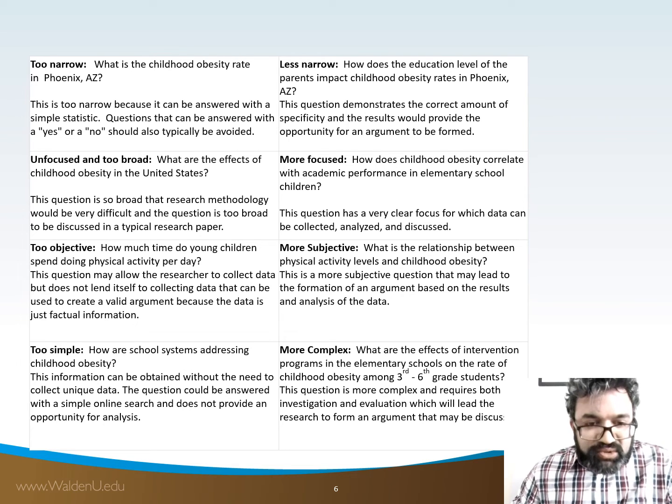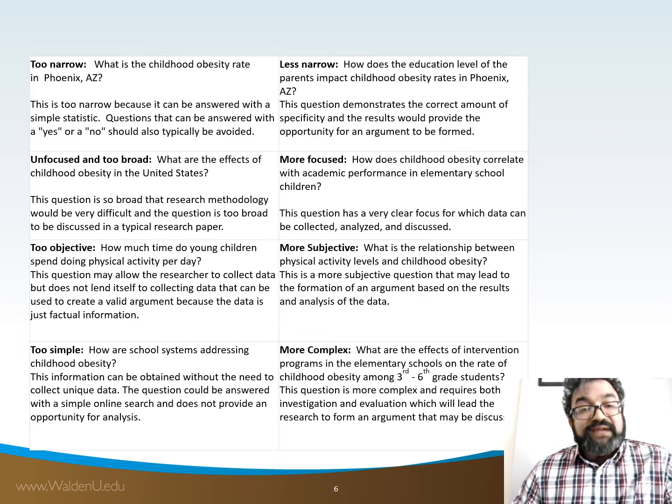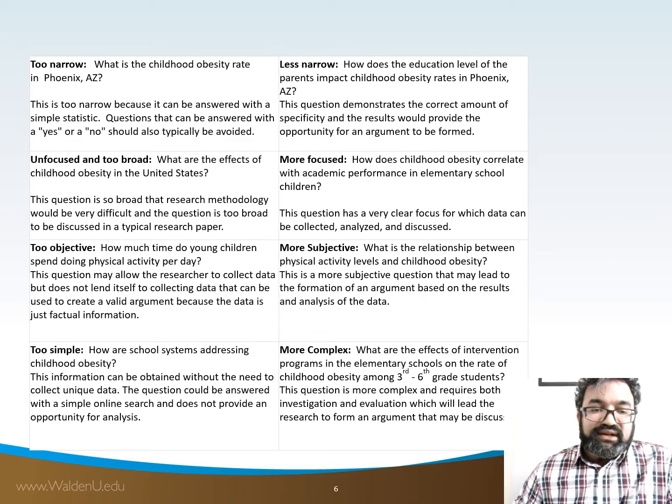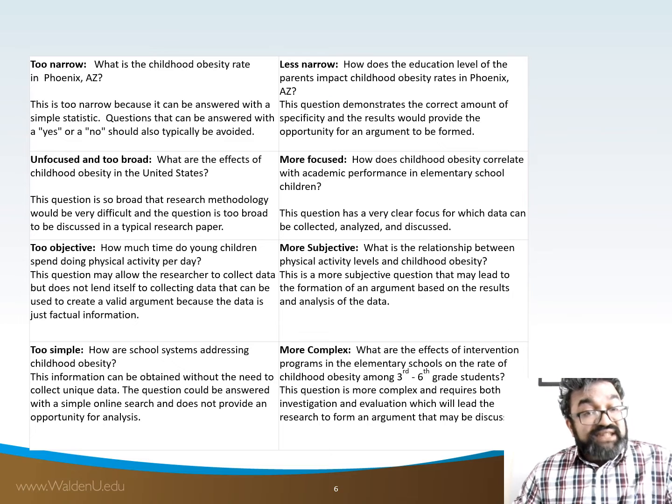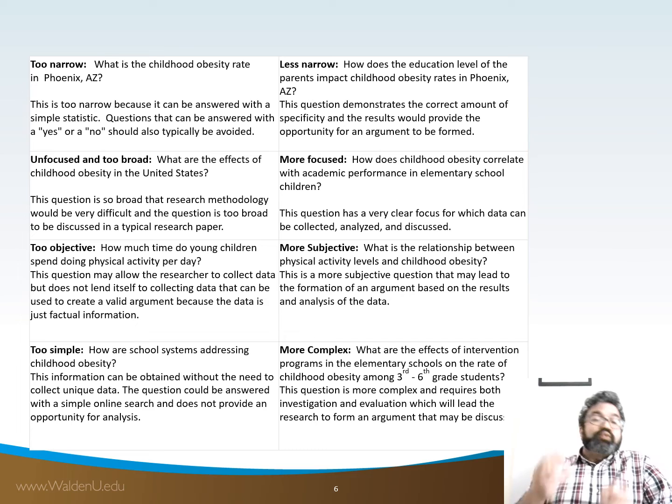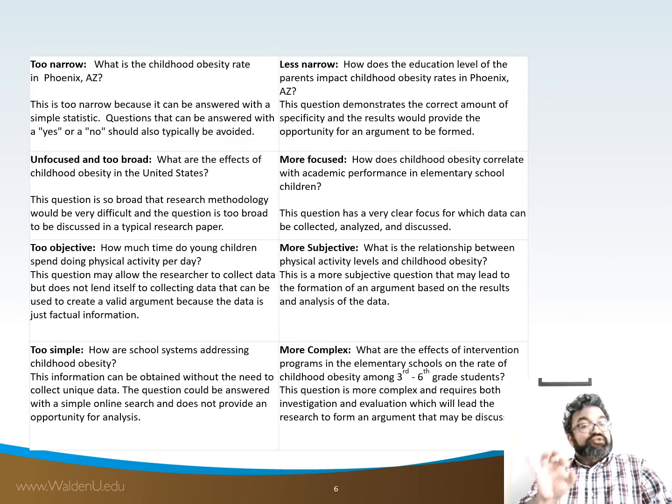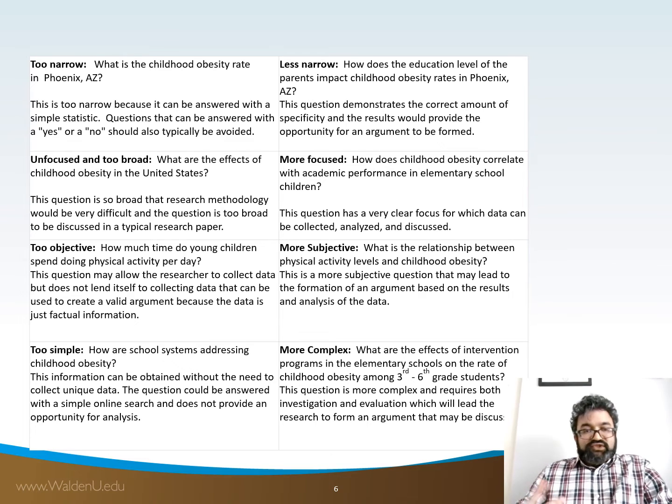So the four problems with research questions are as follows. They may be too narrow. They may be unfocused and too broad. They may be too objective, and they may be too simple. So if you can go through these four and say that they're not, then this is one way to narrow down to get to your research question. So that's the process.